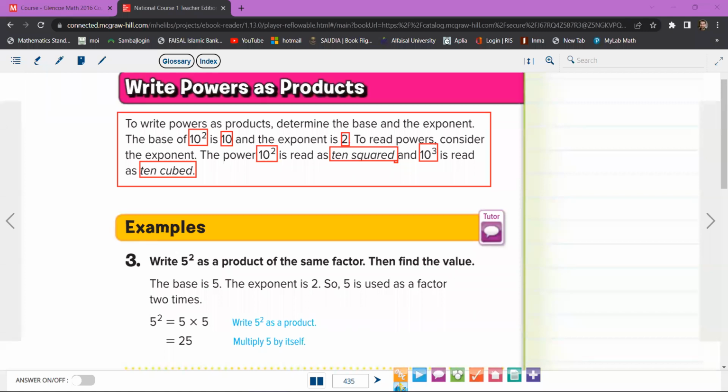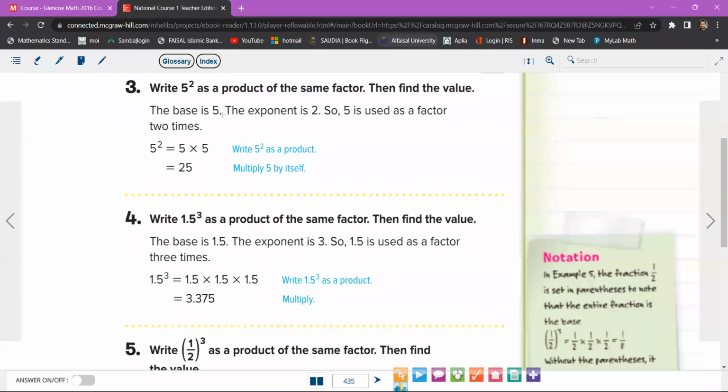Example, write 5 to the power of 2 as a product of the same factor, then find its value. 5 to the power of 2 means 5 multiplied by 5, which is 25. Another example, write 1.5 to the power of 3 as a product of the same factor, then find the value. So 1.5 to the power of 3 is 1.5 times 1.5 times 1.5, repeated 3 times. Then you will evaluate. It will give 3.375. How can you evaluate?